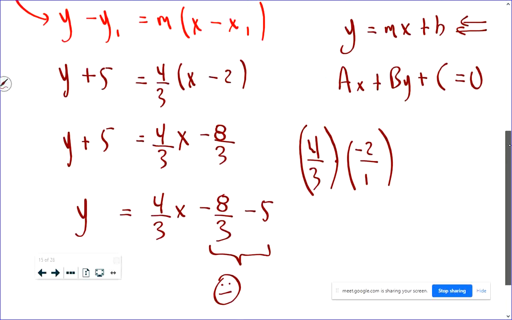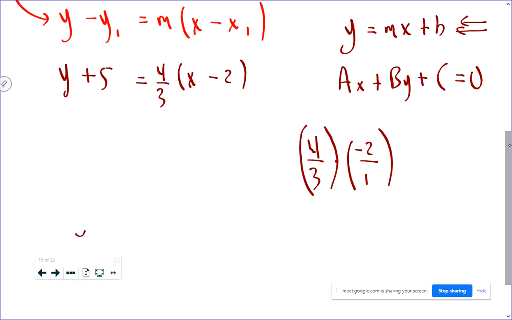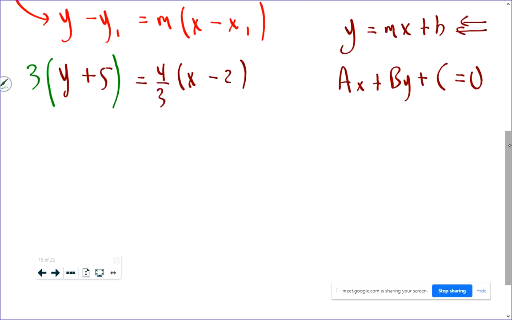What we're going to write down instead is a wiser, smarter way of cleaning this up into an acceptable equation. And it's to simply multiply both sides of the equation by 3. So I'm going to get 3y plus 15. Now, when I multiply the right-hand side by 3, the 3 cancels with the 3 on the bottom of the 4/3. And I'm left with 4 times x minus 2.